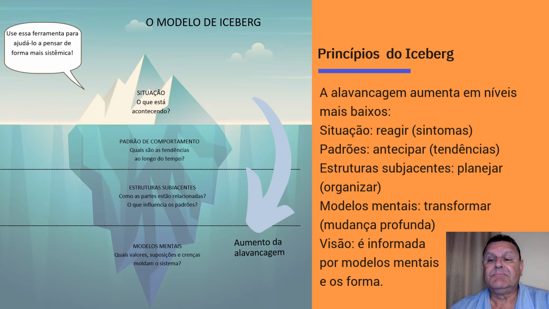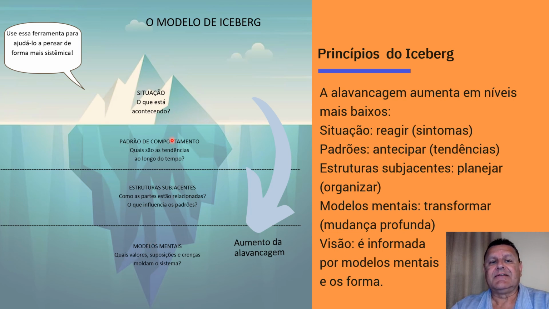What's important to understand about the systems iceberg is that the deeper we go into the iceberg, from the surface of events, the more influence or the more power we have to change things. That's called increasing leverage. So while we have very little ability to change events, all we can really do is react to events. We have significant ability to bring change with mental models. Mental models are the point where we transform organizations and we bring deep change.